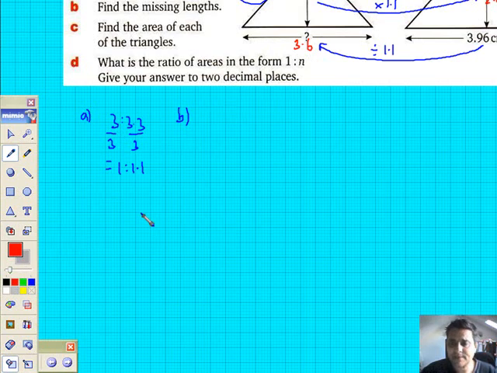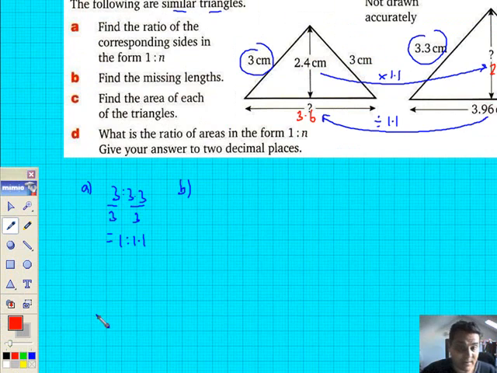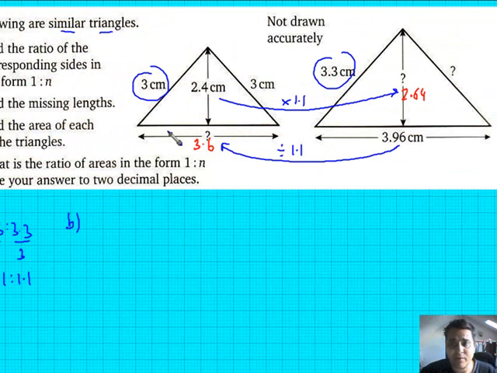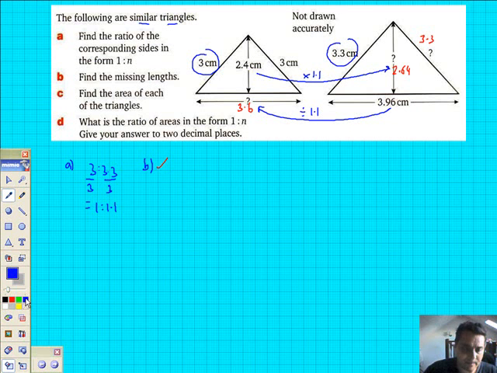So 3.6, and well, if I've got a 3 there, this must be 3.3 as well, for the simple reason that it corresponds to this 3, and that 3.3 being friends, then this 3 must relate to this side, and so straight away that's 3.3. No calculation required. Essentially I'm taking 3 multiplying by 1.1 to get 3.3. Right, so I found all the missing lengths, I believe. Yes. Find the area of each of the triangles. Okay, so that's been done.